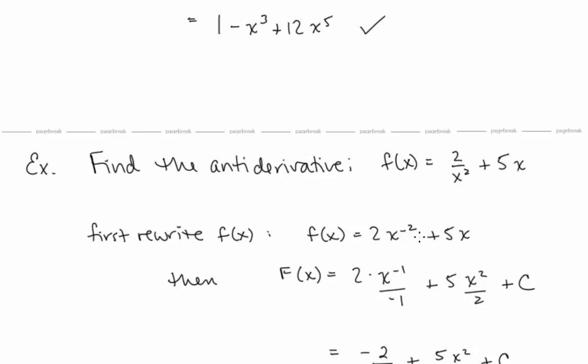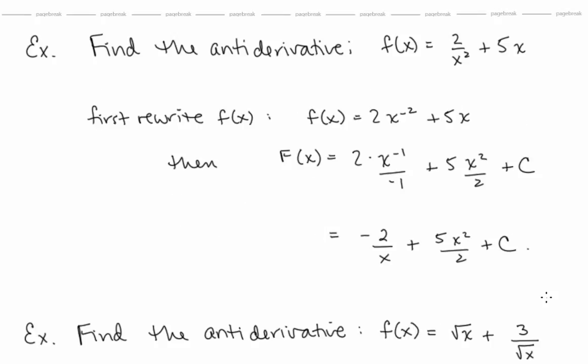Once we rewrite that, now we can take our antiderivative by using the antiderivative rules. The antiderivative of x to the nth power is x to the n plus 1 over n plus 1. So here we have 2 multiplied by x to the negative 1 over negative 1, plus this constant multiple of 5 carries down. This is x to the first power, so in the antiderivative we have x squared over 2. And then of course we add in our plus c. And so simplifying, we can pull this negative out front and take this x down to the denominator. We have negative 2 over x plus 5x squared over 2 plus c. And that is our antiderivative.